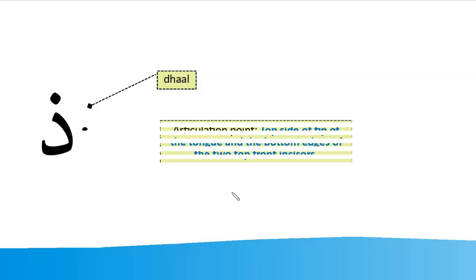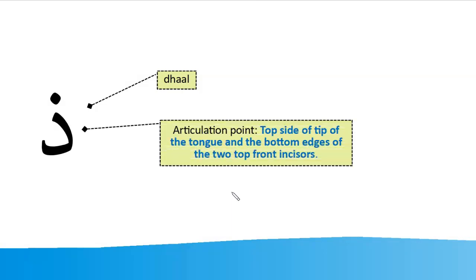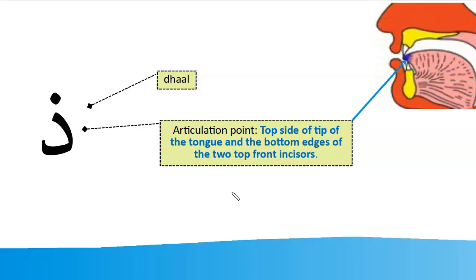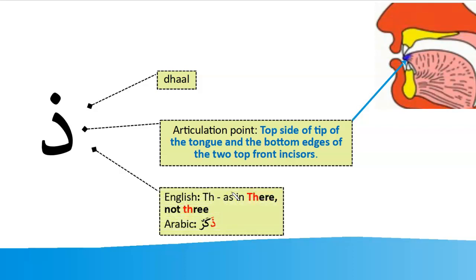Up next is this one called dhal. It uses the top side of the tip of the tongue and the bottom edges of the two top front incisors. Again, this is the second letter, after tha, where we have to stick the tongue out. For the sound to come out correctly, the tongue has to be out. If it stays inside, it's going to be zal, and that's wrong. As in the English word there, or in Arabic we say dhakar. Dhakar means male.